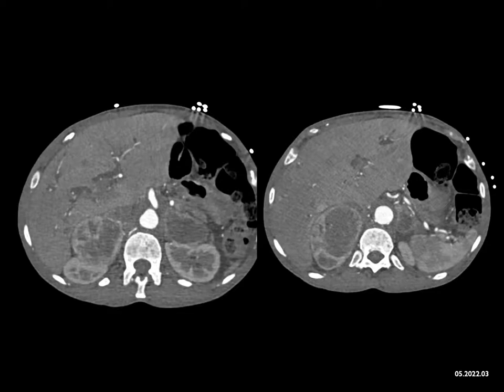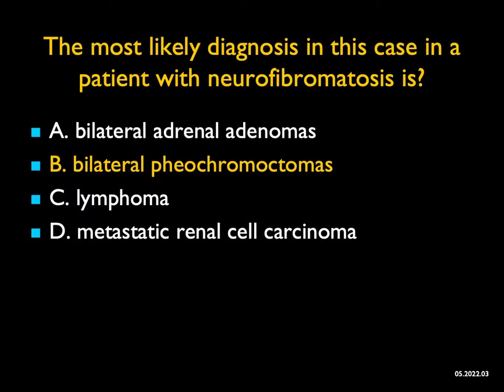Pheochromocytomas are bilateral in 10% of cases. One of the more common situations is in patients with neurofibromatosis. This is bilateral pheochromocytomas. Just a wonderful example of several things. One, bilateral lesions in neurofibromatosis. Two, the fact we're dealing with pheochromocytomas, and that pheos can sometimes be cystic. So these are bilateral cystic pheochromocytomas.